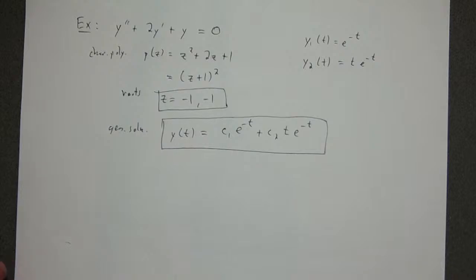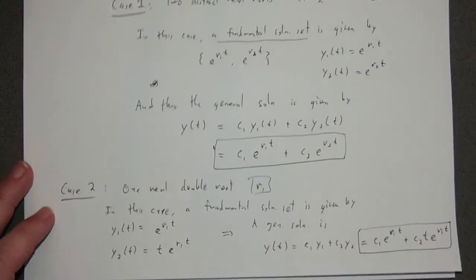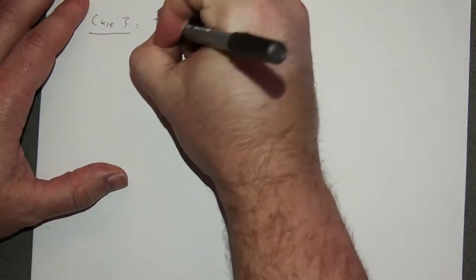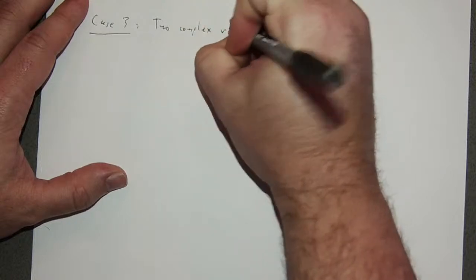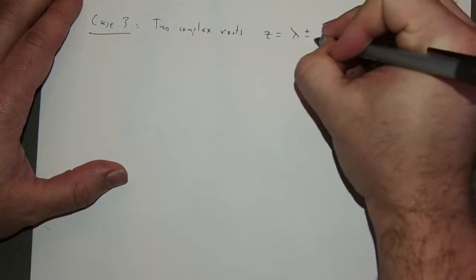Now returning to this page. We're talking about second order equations. What are the possibilities? You can have two distinct real roots, so we've taken care of that. You can have one real double root. We've taken care of that. For a quadratic polynomial, there's only 3 total cases. 2 distinct real roots, that's case 1. One real double root, that's case 2. And the last case is 2 complex roots in a conjugate pair. So case 3, 2 complex roots that we could write as z is equal to lambda plus or minus mu i.